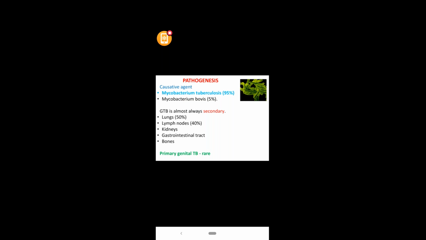Coming to the pathogenesis, as we all know, the common causative agent is Mycobacterium tuberculosis. It accounts for 95%. Apart from Mycobacterium tuberculosis, Mycobacterium bovis also causes genital tract TB. It accounts for 5%. Genital tract TB is almost always secondary. Primary genital tract TB is rare. Coming to secondary genital tract TB, almost 50% of spread is from the lungs and 40% is from lymph nodes. Spread from the kidneys, gastrointestinal tract and bones is also seen.